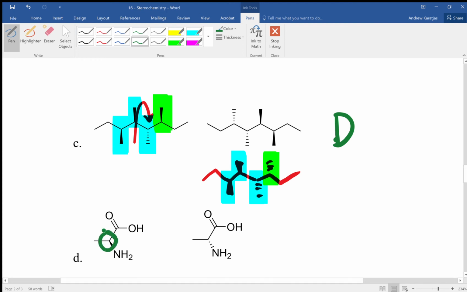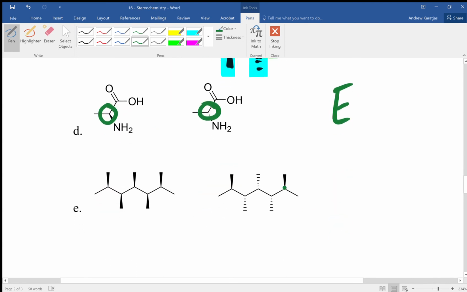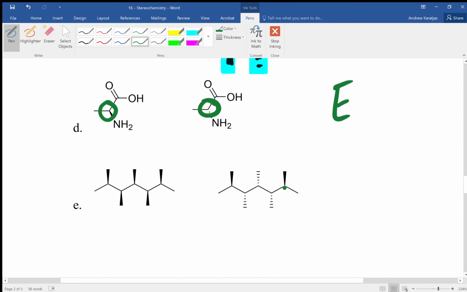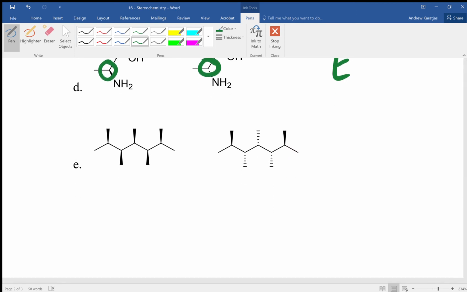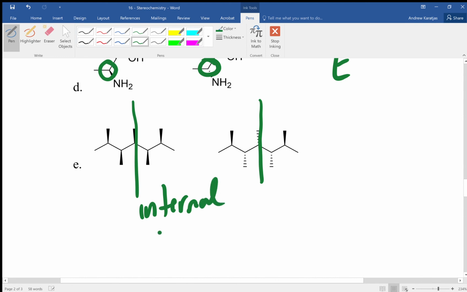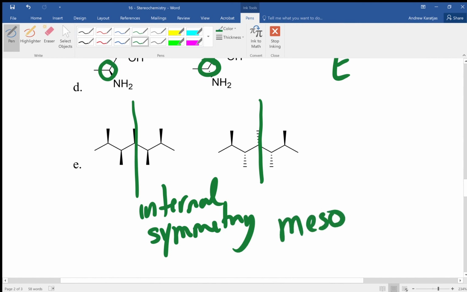Part D, we only have one chiral center. It's been reversed. That makes them enantiomers. Part E, you can see we've got some chiral centers, and we have reversed them. However, right down the middle of these molecules is that internal plane of symmetry we've talked about. And that internal symmetry is characteristic. It's what we find in a meso compound. Meso compounds are by definition achiral and means that they're the same.